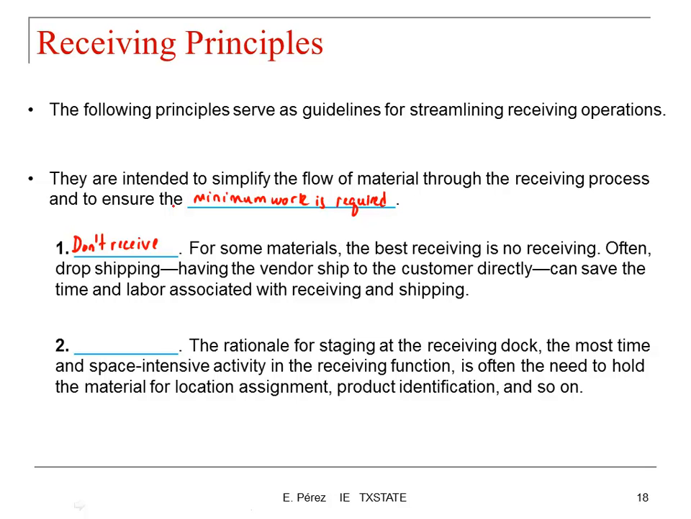Number two is pre-receive. And this is the rationale for staging at the receiving dock. The most time and space intensive activity in the receiving function is often the need to hold the materials for location assignment, product identification, and so on. So performing some of the actions that you need to do in your warehouse, maybe in the receiving dock, will also save you time, space, and money in terms of your allocation of resources.